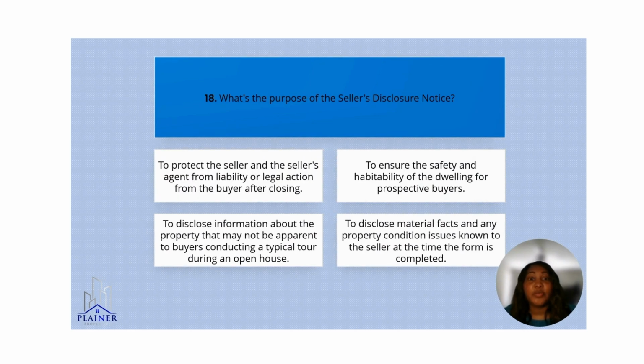Question 2. What's the purpose of the seller's disclosure notice? To protect the seller and the seller's agent from liability or legal action from the buyer after closing. To ensure the safety and habitability of the dwelling for prospective buyers. To disclose information about the property that may not be apparent to buyers conducting a typical tour during an open house. To disclose material facts in any property condition issues known to the seller at the time the form is completed. What's the purpose of the seller disclosure notice?